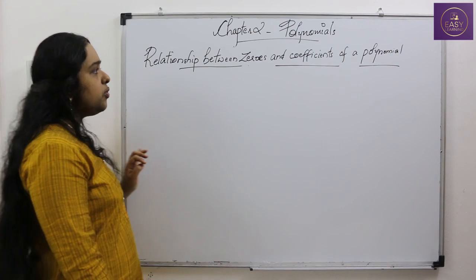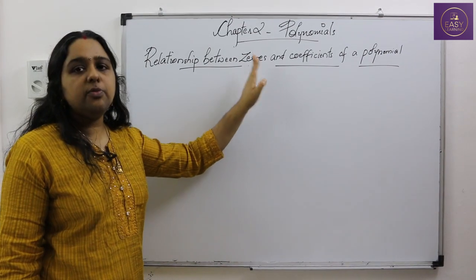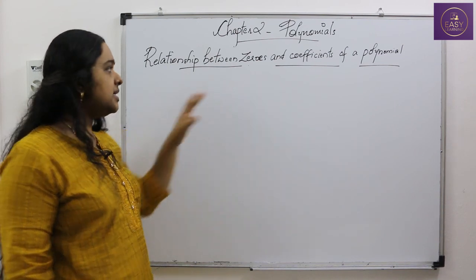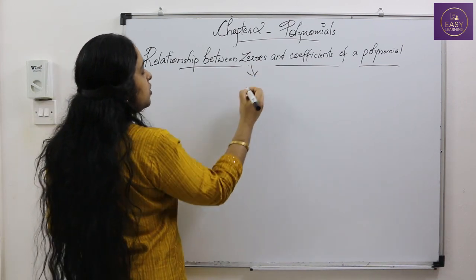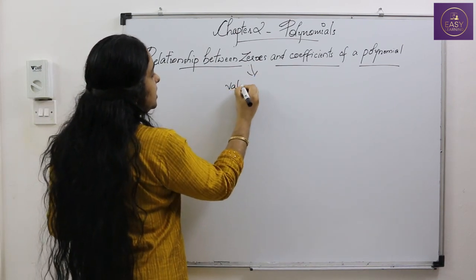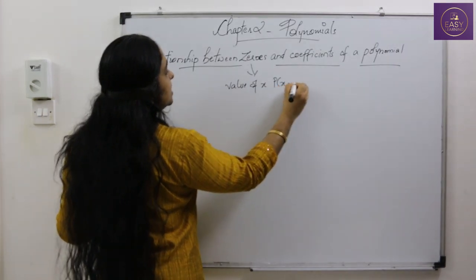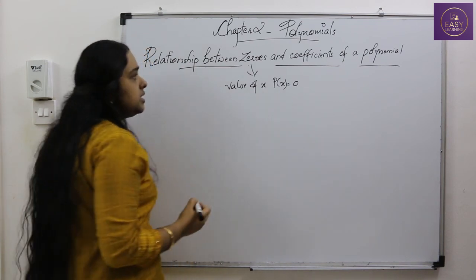So, for example, you know what is the zero of a polynomial? Zero of a polynomial is the value of x at which p of x is 0. This is a zero of a polynomial.